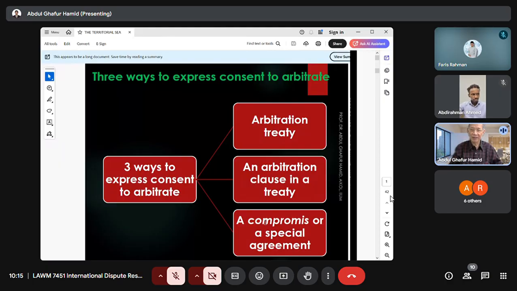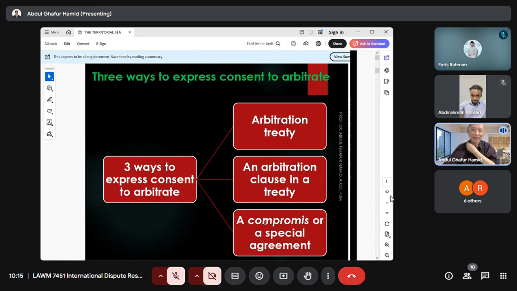Second way is an arbitration clause in a treaty. In any type of treaty, any kind of treaty, there can be a clause which provides that in case of dispute between the parties to this treaty, they shall submit to arbitration. That is called an arbitration clause.